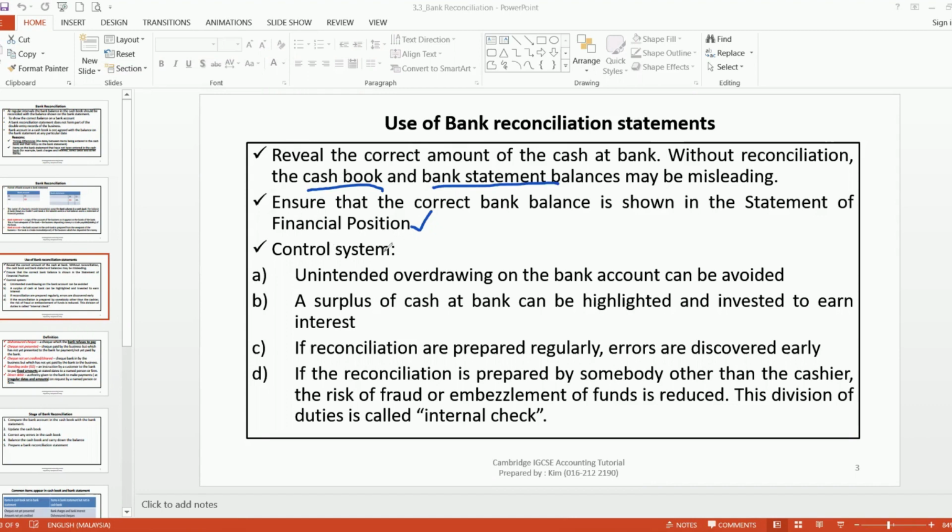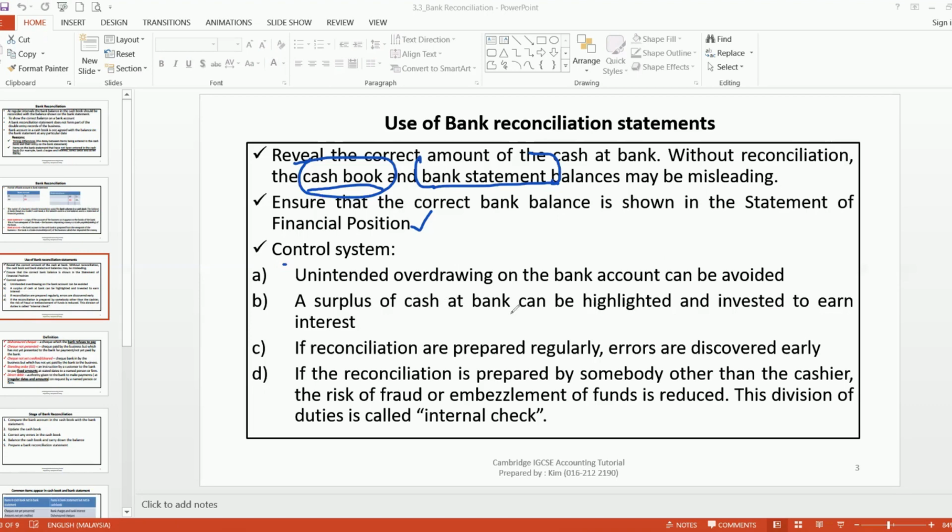As a control, because the person issuing the check or person in charge of the bank account may have accidentally made a mistake, or with the intention to make a mistake, that will cause the bank to have the amount taken out without the owner knowing. Or it could also be one of the reasons as a control: unintended overdrawn on the bank account can be avoided, because when we do the bank reconciliation, we know what is our updated cash book and what is our actual money in the bank at the point we do the bank reconciliation.